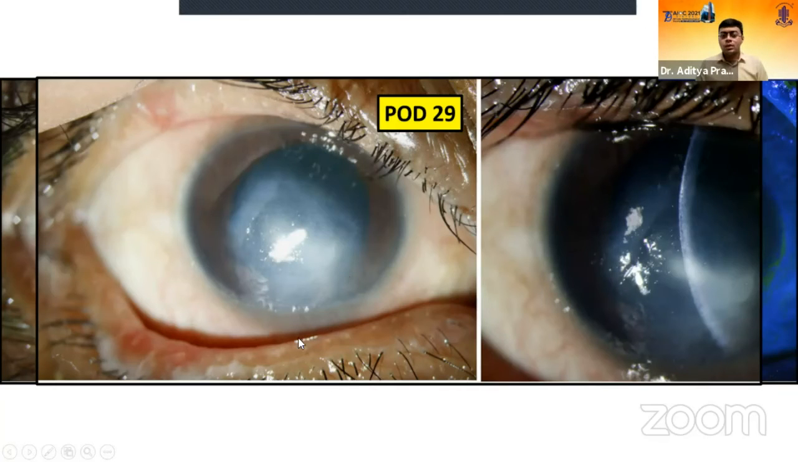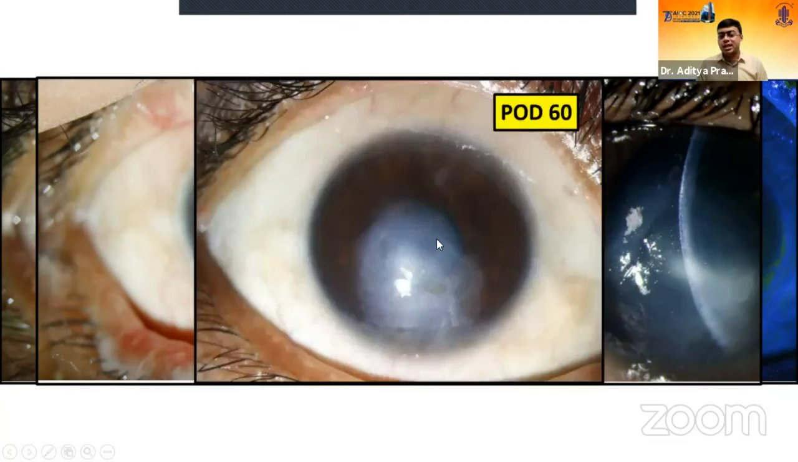cornea. Now this is at post-op day 60. There is a definite change in the picture, and the part which was showing activity earlier at day 29 is also now fully scarred. So do not stop the treatment prematurely.